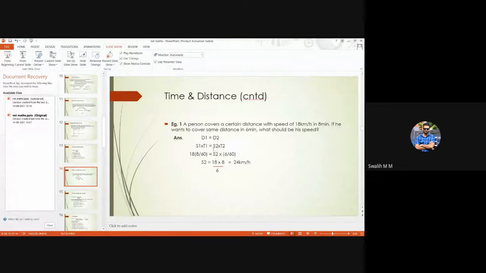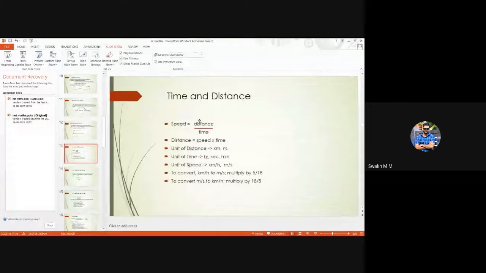requirement. First, distance is 18 into 8. Remember, speed is distance by time, so distance would be speed into time. You should also know what time is. Time would be distance by speed. So you won't just get this kind of equation. You would also have to use this and time as well.